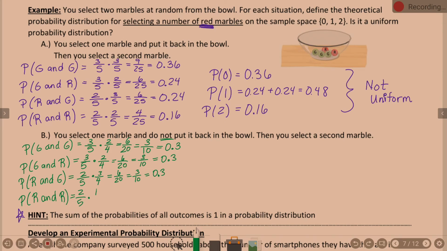1 out of 4. 1 less red marble, 1 less marble. Multiplying, we are at 2/20, which is 1/10 or 0.1.